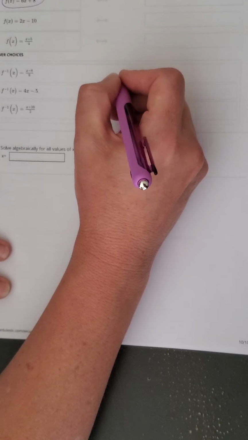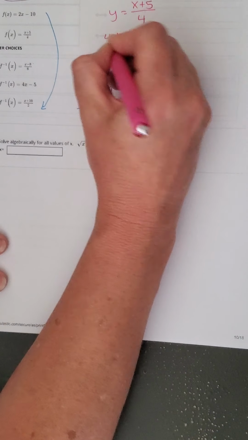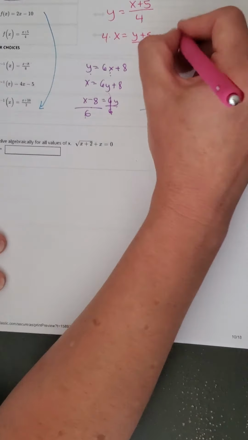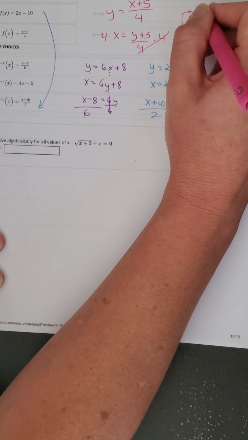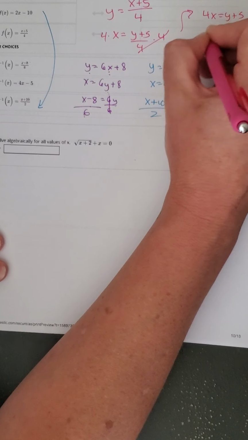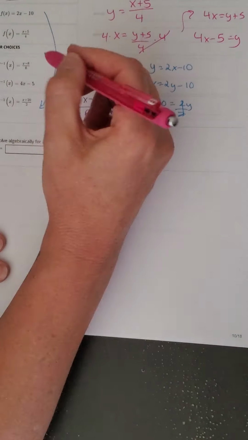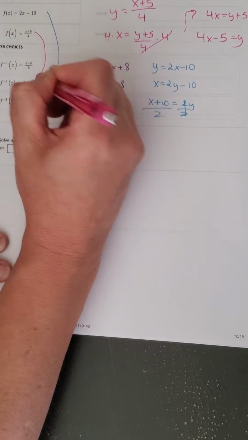And then the last one, x plus 5 over 4 is equal to y, switch x with y, x is equal to y plus 5 over 4, multiply both sides by 4. So I get 4x is equal to y plus 5, subtract 5 from each side, 4x minus 5 is equal to y. And so that would be this guy right there.